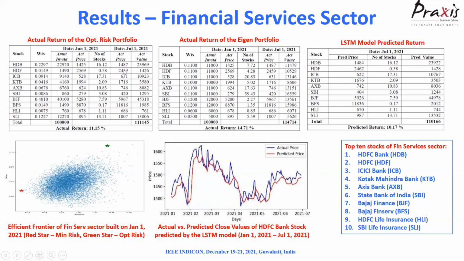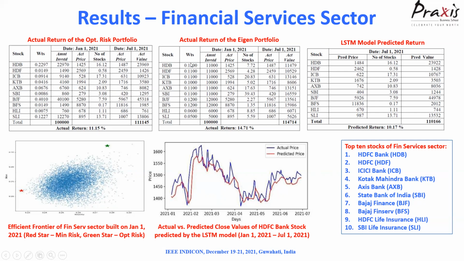And on 1st July, the actual prices were these. So these are the actual values. So the total portfolio value of that particular investment went up to 111145. So this amounted to an actual return of 11.15%.